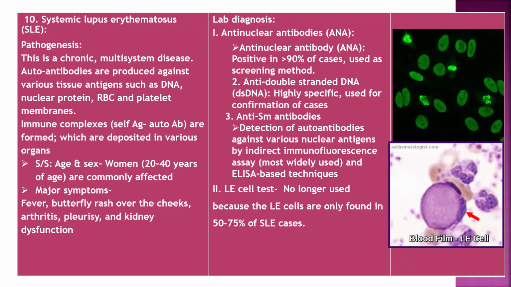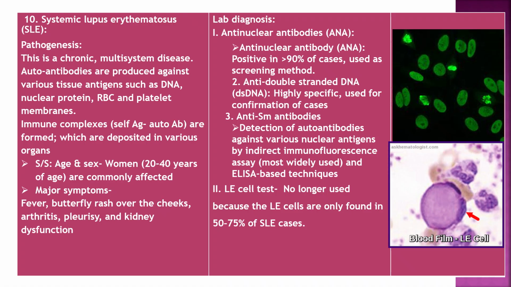Systemic lupus erythematosus. So we'll see it in detail. Pathogenesis: it is a chronic multisystem disease. Autoantibodies are produced against various tissue antigens such as DNA, nuclear protein, RBC, and platelet membranes. Immune complexes of self-antigen and autoantibody are formed, which are deposited in various organs.